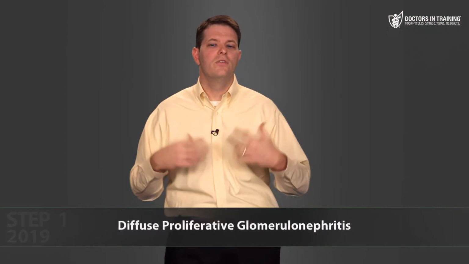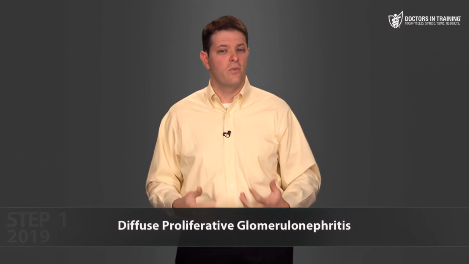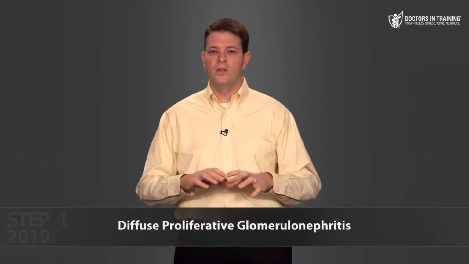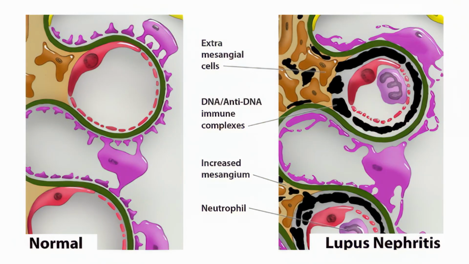Now that brings us to diffuse proliferative glomerulonephritis, which is the most common, most severe form of lupus nephritis. Again, diffuse just means that more than half of the glomeruli are involved, and proliferative means that the cells are proliferating. Now we've said before that anti-double-stranded DNA antibodies are associated with lupus nephritis, and that's what you see here both in the mesangium and also subendothelially, between the endothelium and the basement membrane.